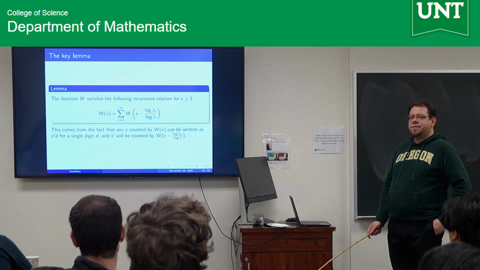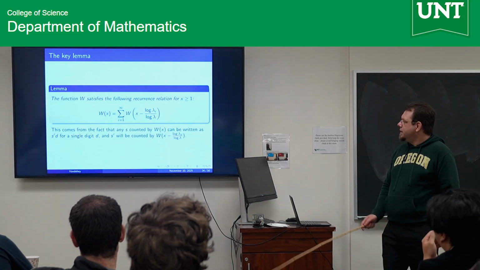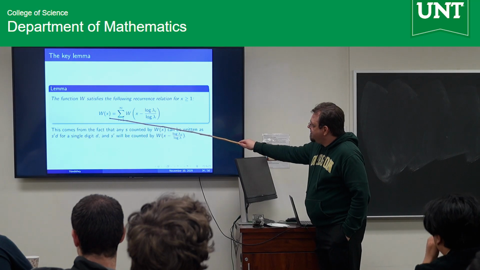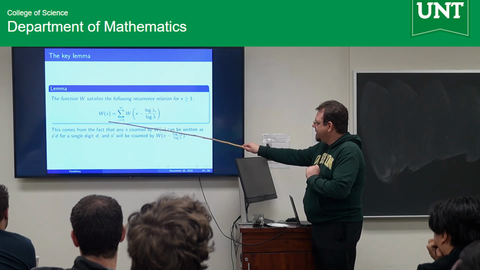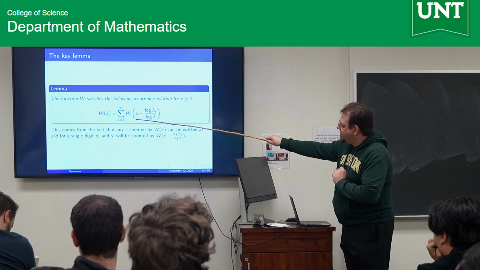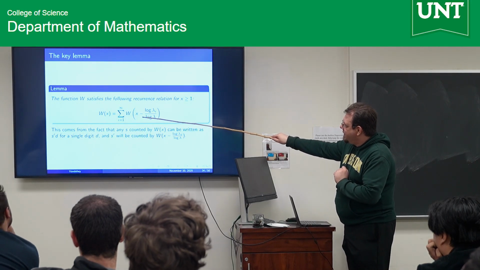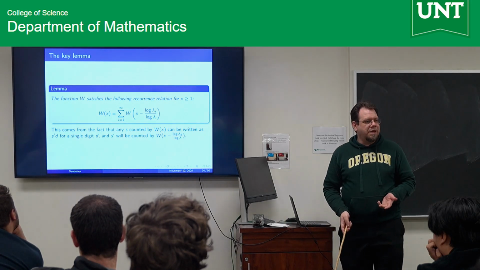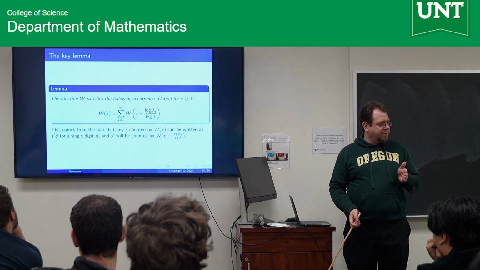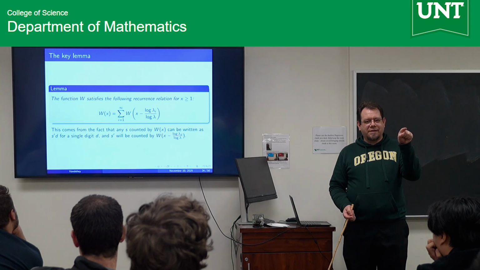So to begin with, it satisfies a nice recurrence relation. If I look at W of X, which is counting how many strings have their frequency about at size x, well, that's a sum of a bunch of other W functions, x minus log lambda I over log lambda. And this just simply comes from the fact that if you start with a string S, you can always just kind of take off the last digit.